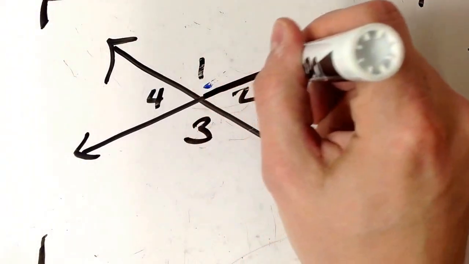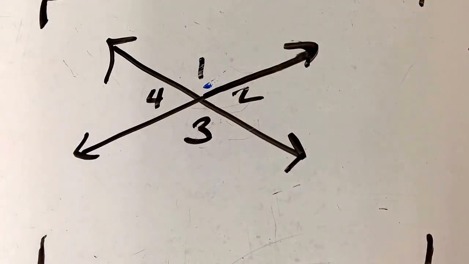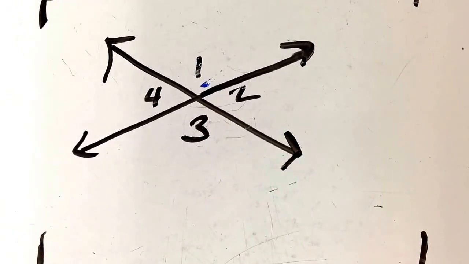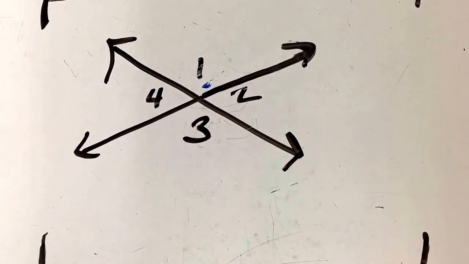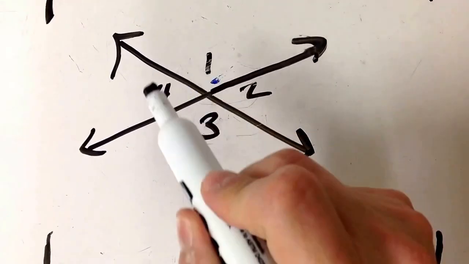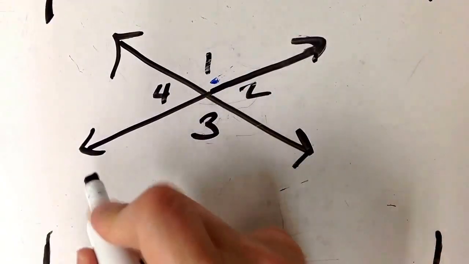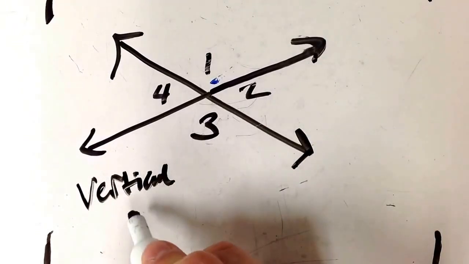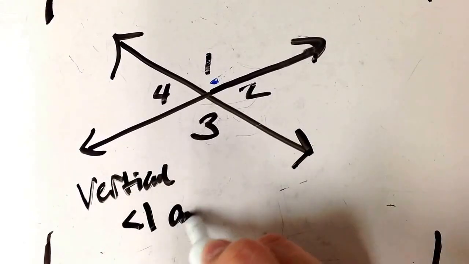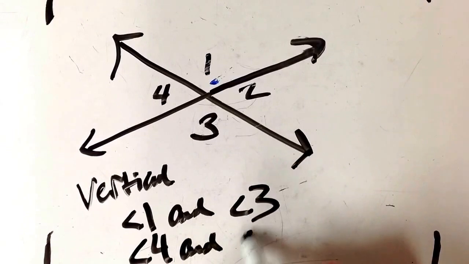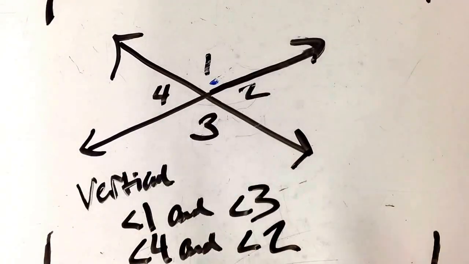Back with our original one, vertical angles can also be considered opposite angles, and they're ones that are across from one another. There's also something important about vertical angles. Angles 1 and 3 are across from each other at this vertex. 4 and 2 are also across. So vertical angles, in this case, are angles 1 and 3, and angles 4 and 2, because they're across from one another from the vertex.